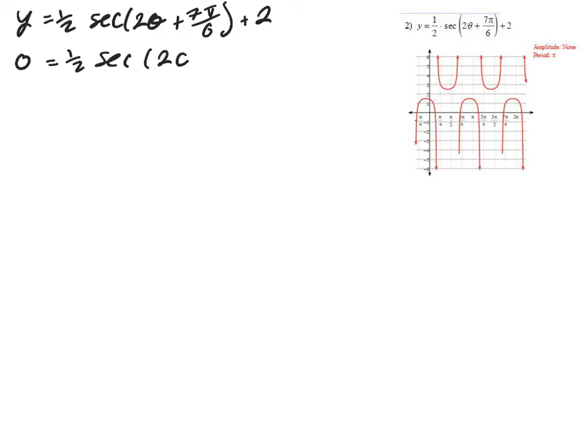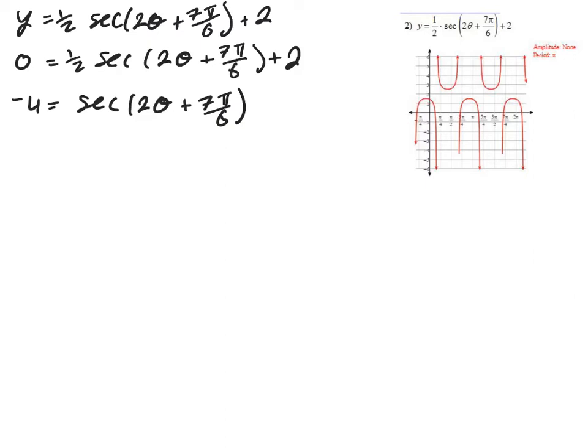And we're going to isolate the secant of (2 theta plus 7 pi over 6) part. I'm going to do that all in one step because I think you should be okay to go ahead and do that one on your own. So we should end up with -4 equals secant of (2 theta plus 7 pi over 6).